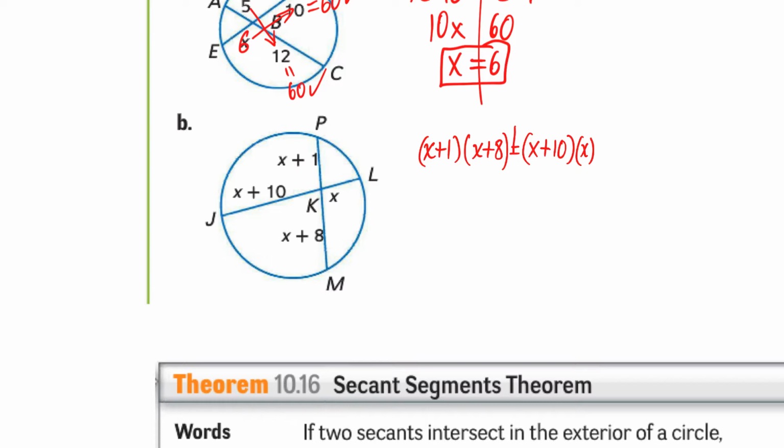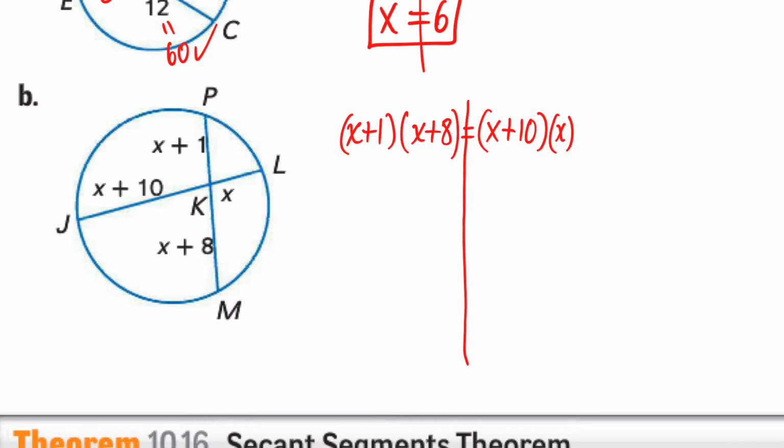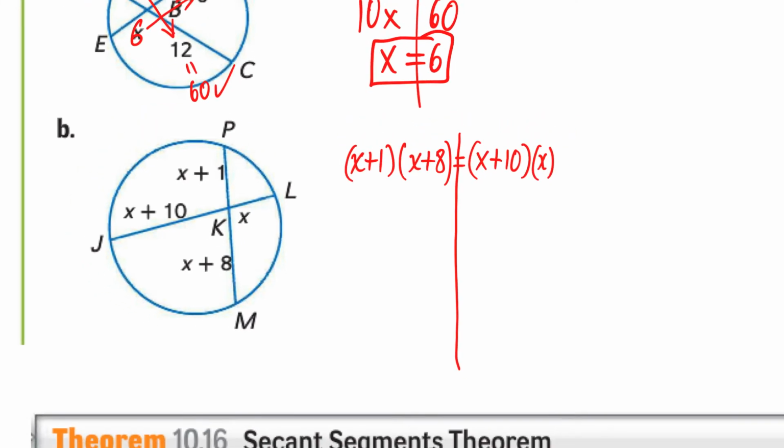It doesn't matter. All right, so on that first one, how am I going to multiply x plus 1 times x plus 8? You could use the box, and if you want to do that, go for it. I'm going to just use FOIL. First, x times x is x squared. Outside, x times 8 is 8x. Inside, 1 times x is 1x, and last, 1 times 8 is 8. So I did the first, outer, inner, last.